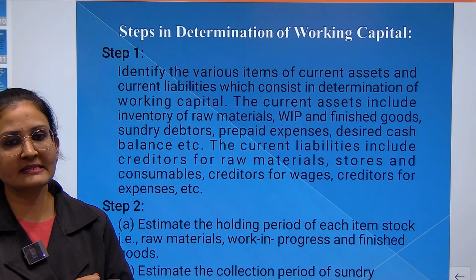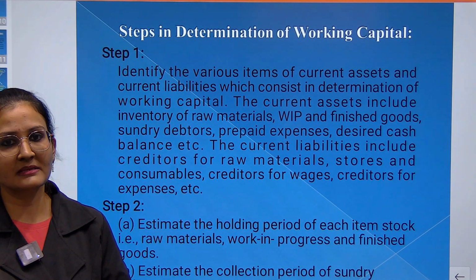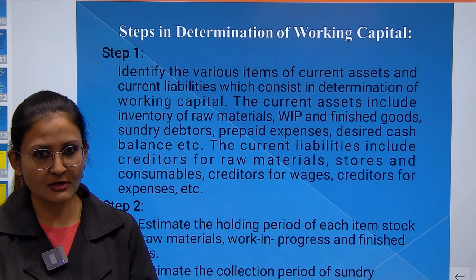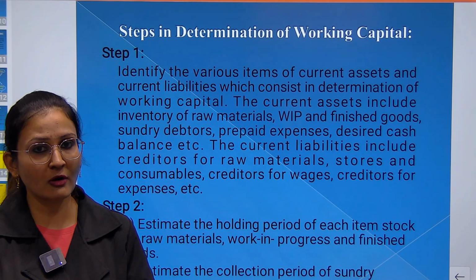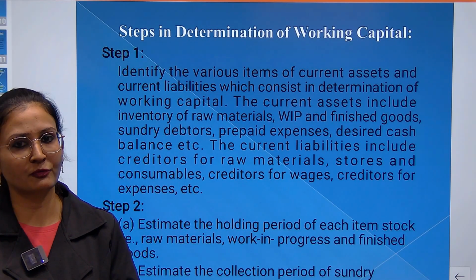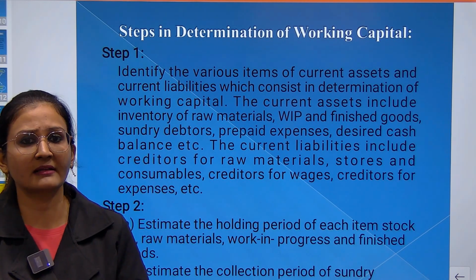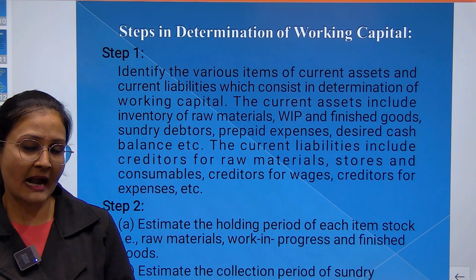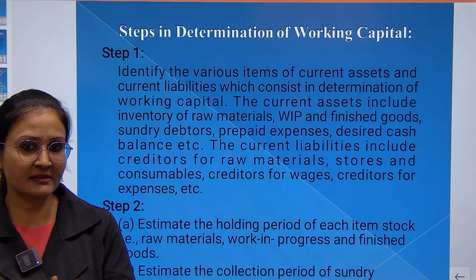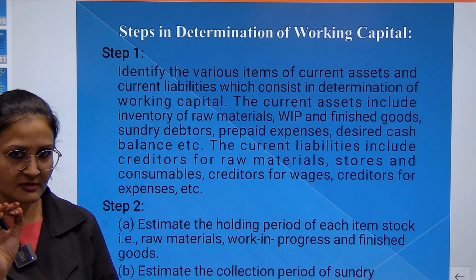Now we will see the steps in determination of working capital. The first step is to identify the various items of current assets and current liabilities which consist in the determination of working capital. That is most important. The current assets include inventory of raw material, work in progress, finished goods, sundry debtors, prepaid expenses, desired cash balance, etc. And your current liabilities include creditors for raw materials, stores and consumables, creditors for wages, creditors for expenses, etc. So this is the first step.